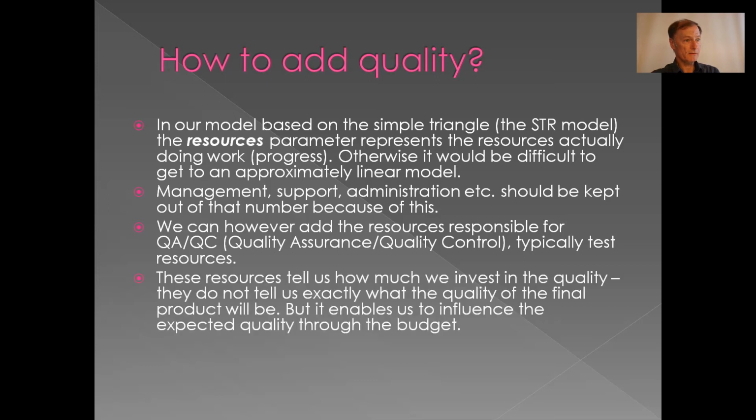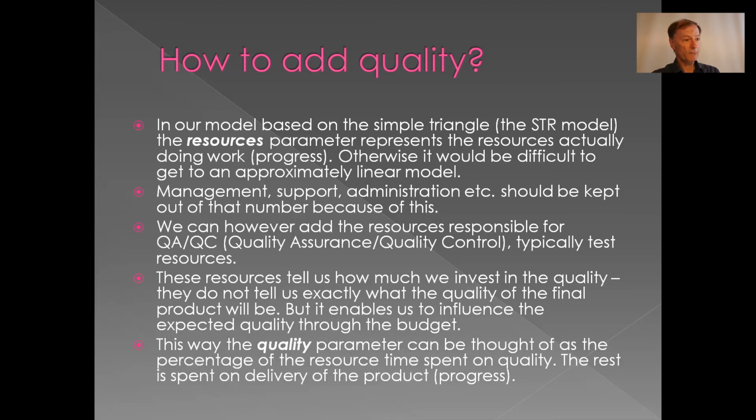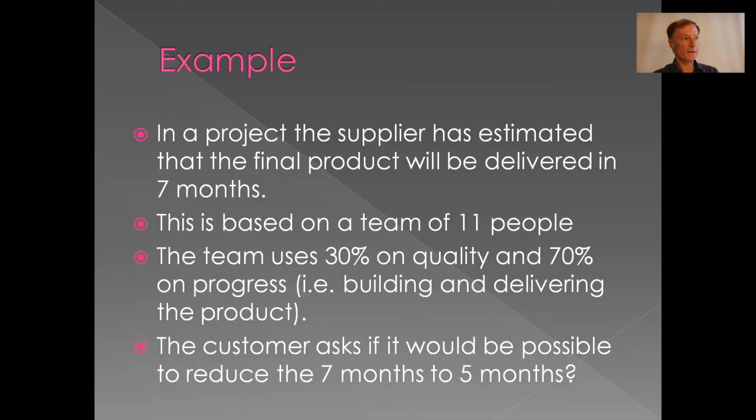These resources tell us how much we invest in the quality. They don't tell us exactly what the quality of the final product will be. But this enables us to influence the expected quality through the budget. In this way, the quality parameter can be thought of as the percentage of the resource time spent on quality. The rest is spent on delivery of the product, or progress, if you like.